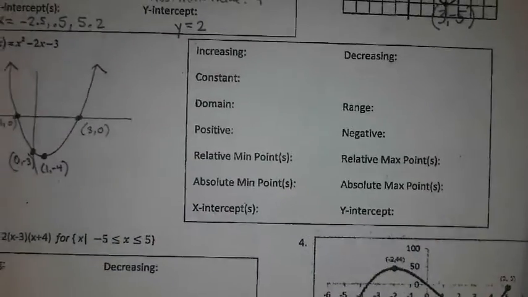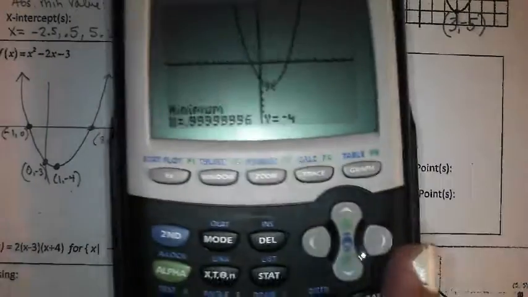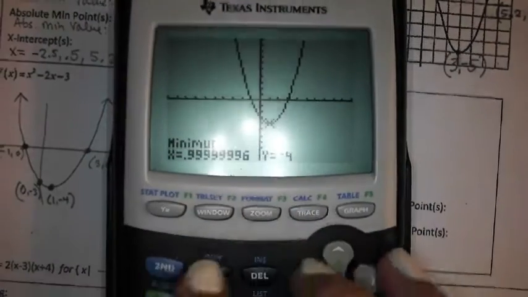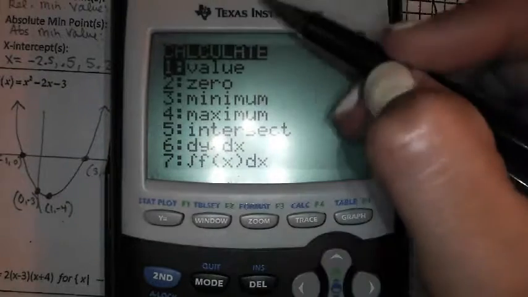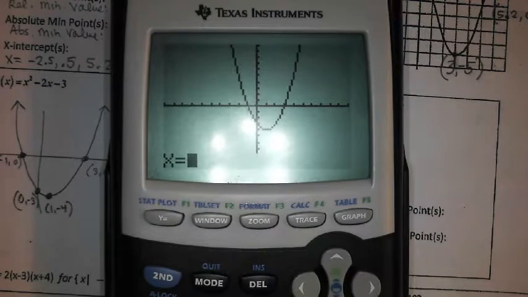Andrew, did you have a question? I got lost on how to get the y. The y-intercept? Hit second trace, and then the value, and x equals 0, and hit enter. So 0, -3. Good? Okay.